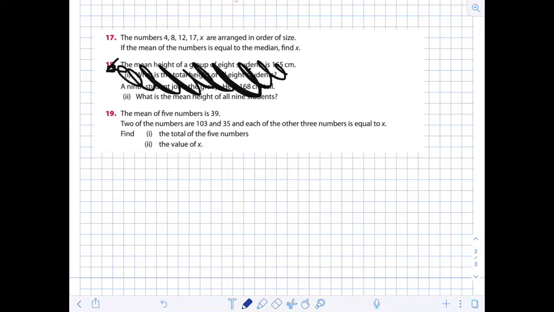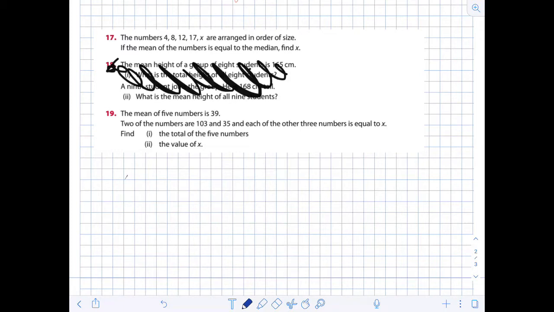Right, so question 17 here. The numbers 4, 8, 12, 17 and x are arranged in order of size. If the mean of the numbers is equal to the median, find x. Right, that's going to be quite a tough question here. I don't actually even know how to tackle this myself, but I suppose we'll just get jumping in.